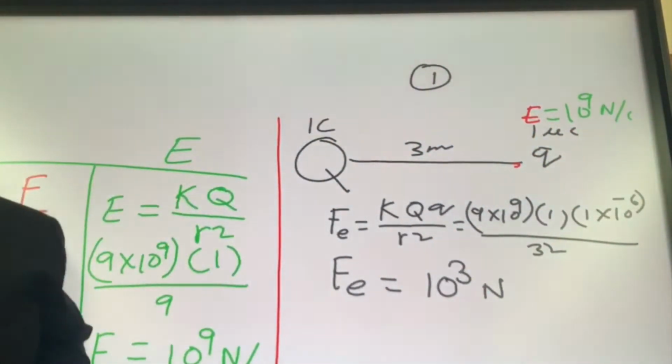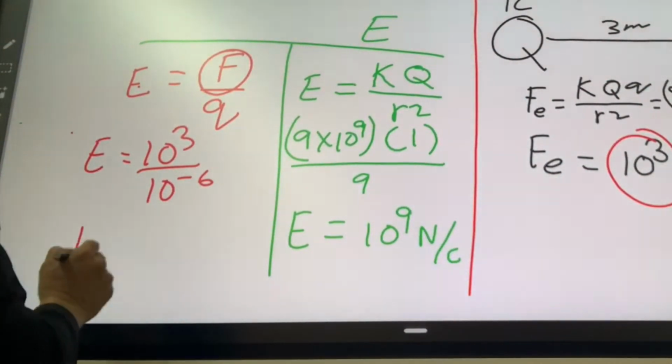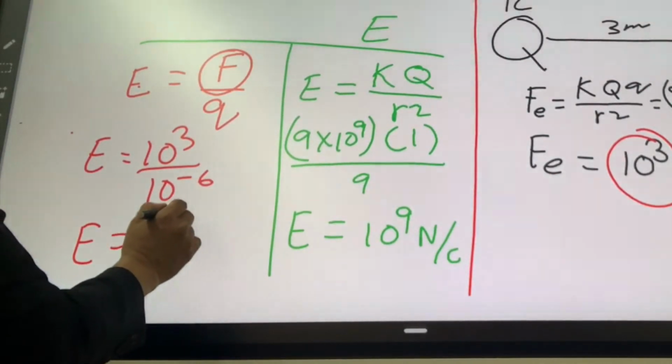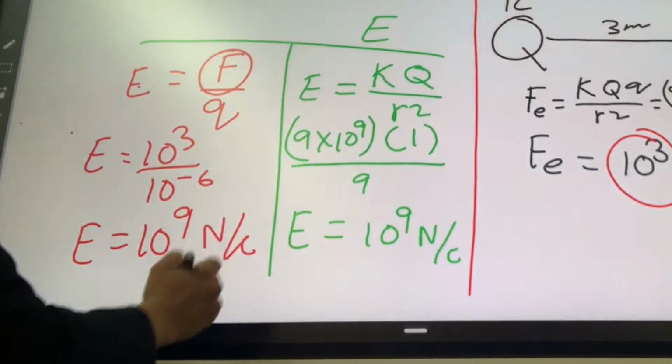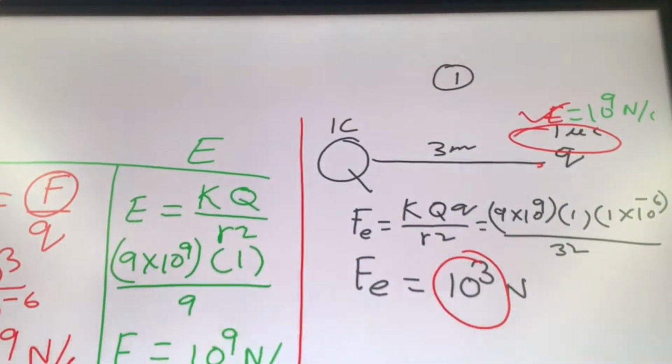Now we're going to use it. We're going to find it with 10 times -6. So the electric field is 10 raised to 9 Newton per coulomb. And let's confirm. So there are two different ways to find the electric field.